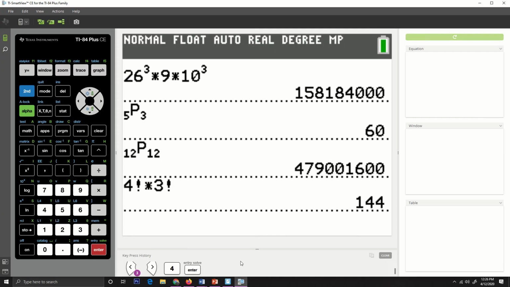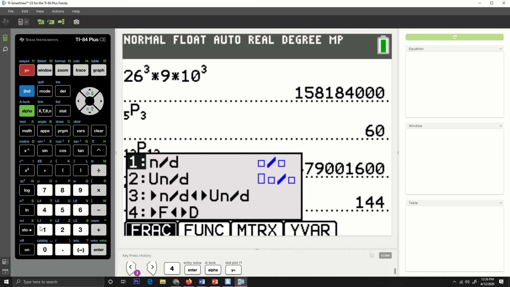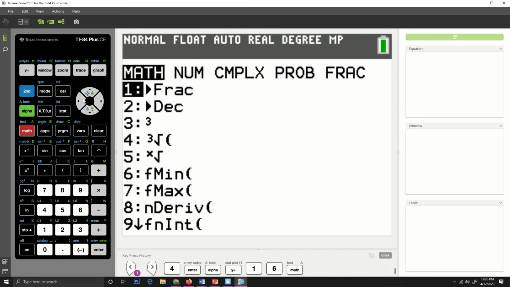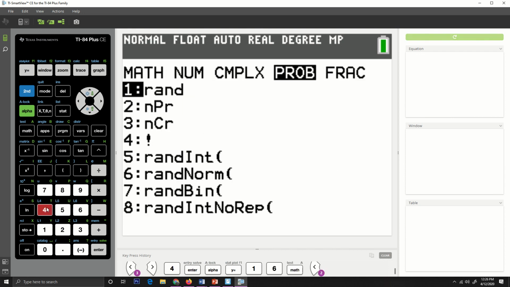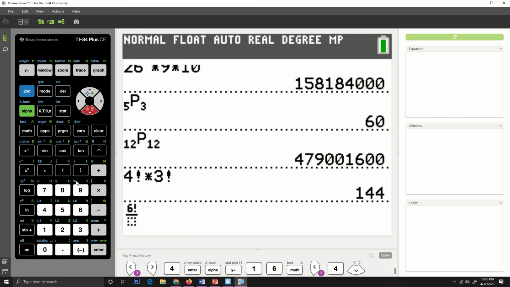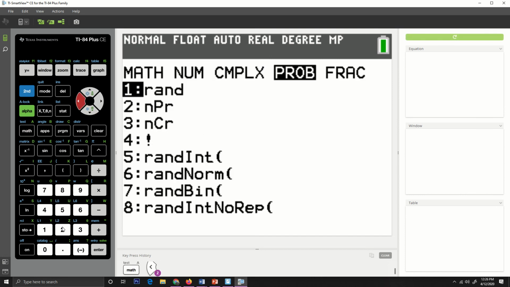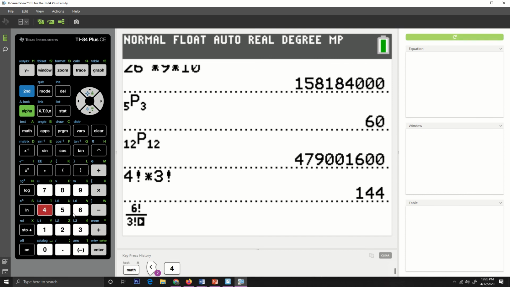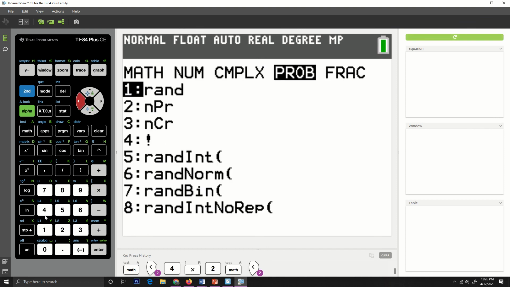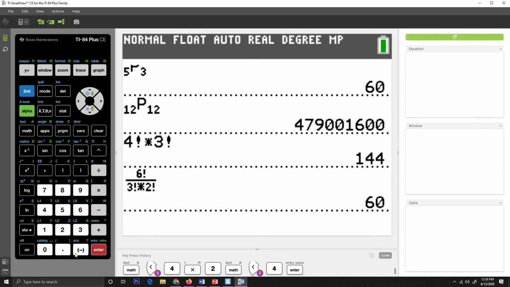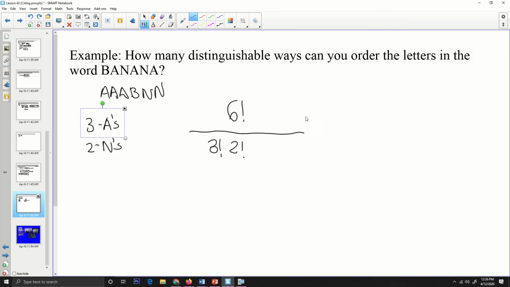So if I grab my graphing calculator, we'll go alpha, we'll go y equals to bring up the fraction, we'll go 6, we'll hit math, we'll go over to probability, hit 4 for factorial, and then on the bottom, we'll go 3, hit math again, go over, hit 4 for factorial, times 2, go over to math, probability, 4 for factorial, hit enter, and we get 60 different orders.